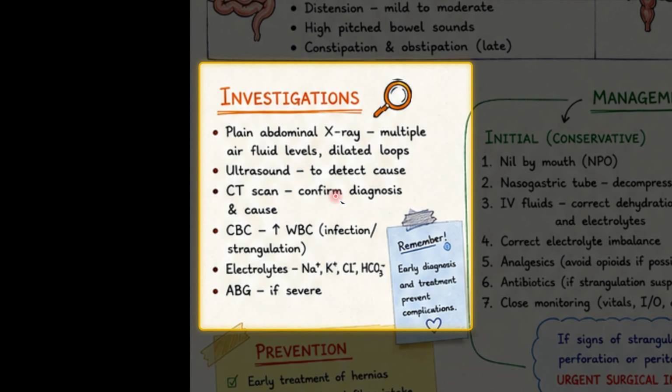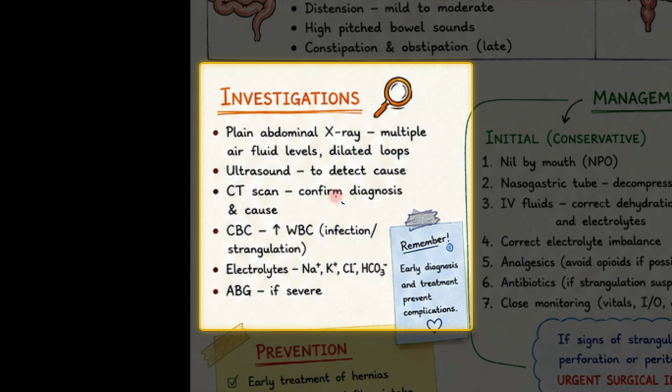However, the gold standard diagnostic imaging is a contrast-enhanced CT scan of the abdomen and pelvis. CT imaging precisely confirms the presence of obstruction, identifies the exact transition point where dilated bowel transitions to collapsed bowel, and determines etiology, such as tumor, volvulus, or closed-loop obstruction.